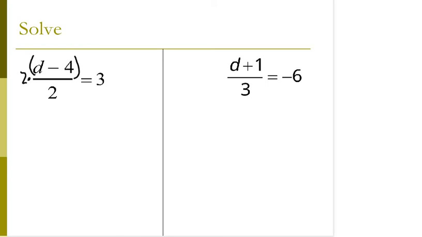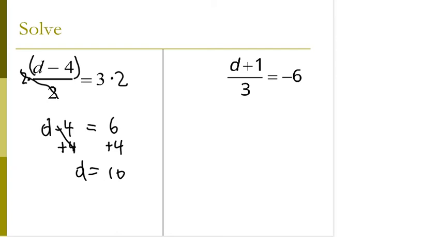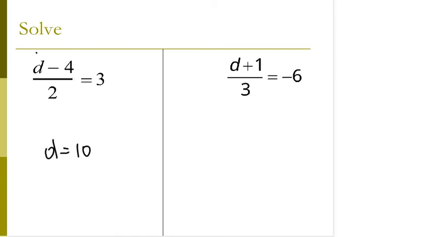These 2's are going to eliminate or undo each other, and that leaves us with just d minus 4 on the left side, and on the right side of our equation we would have 6. So simply we would just add 4 to both sides to undo that, and we would end up with d equals 10. We know that's true because were we to go back to the original equation and substitute 10, let's see what would happen. So 10 take away 4 is 6, and 6 divided by 2 is 3, so we know that 10 makes sense as a solution there.